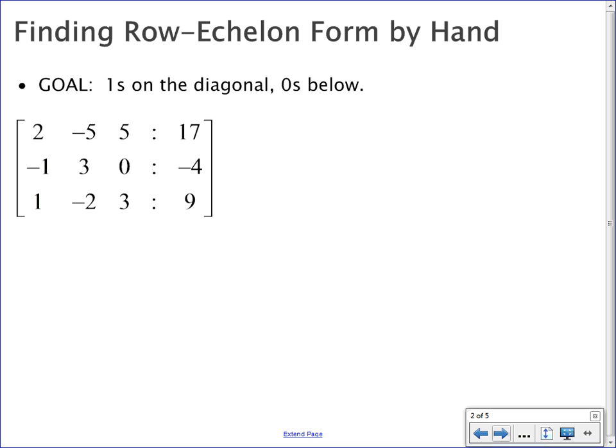So, our goal is to get this to row echelon form. So basically, we want ones on the diagonal and zeros below those ones. Okay? So I want these to be ones and I want these to be zeros. Now remember, we can switch where rows are, we can multiply, we can add rows together. Okay?